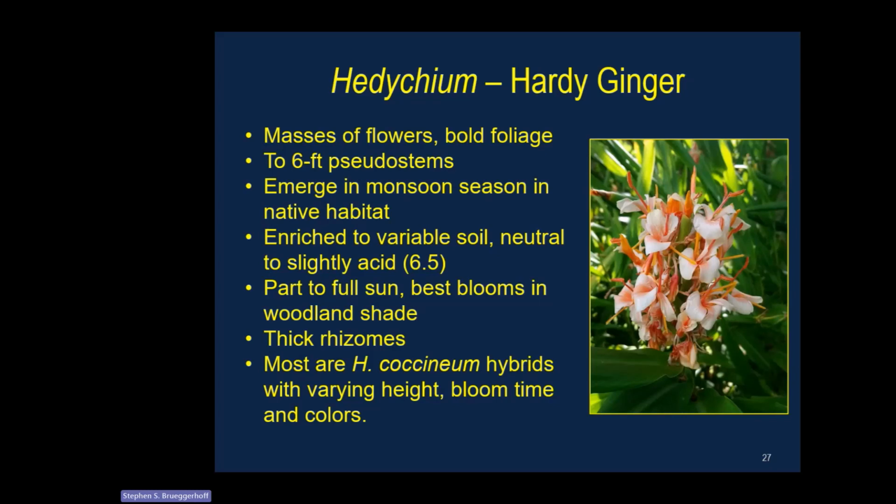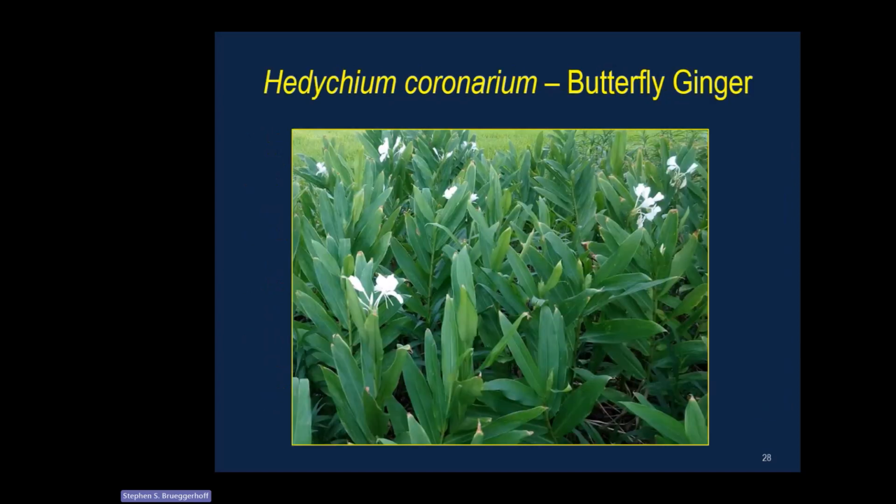Most of these are Hedychium coccineum hybrids with varying heights, bloom time, and color. So if you look online and you're interested in finding hardy ginger, you'll find a lot of variability in them. Hardy gingers in general can be cold-tolerant plants, right? One that's been successfully cultivated, and I have had reports from as far north as Tyler, growing in their landscape, right?